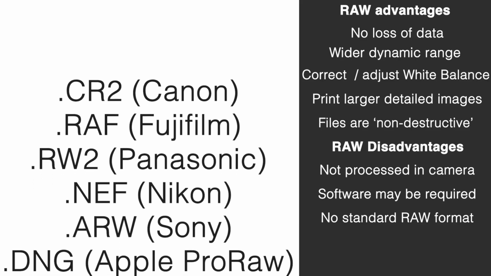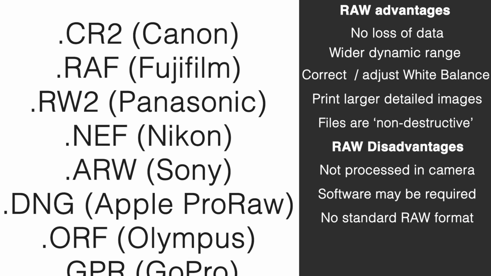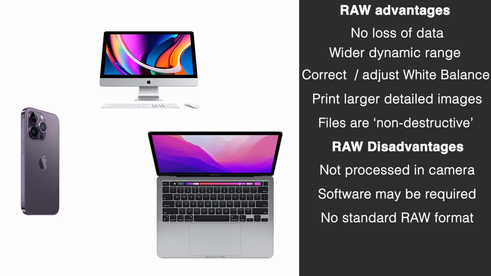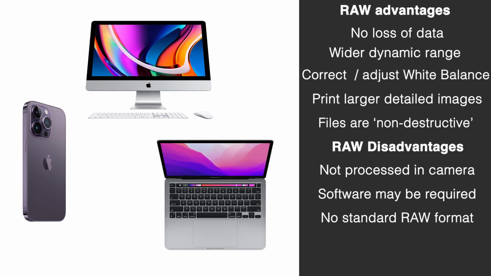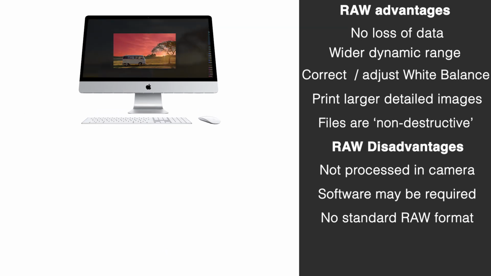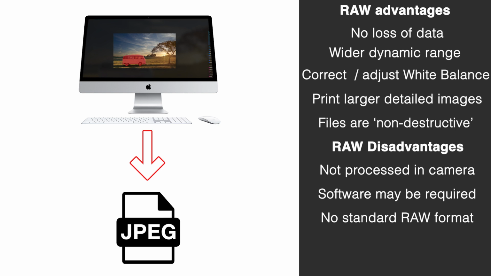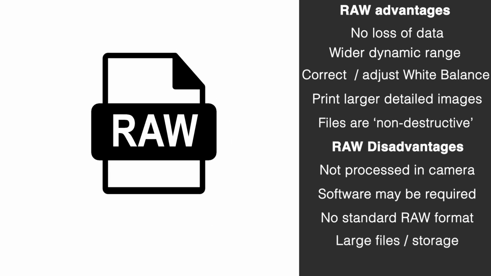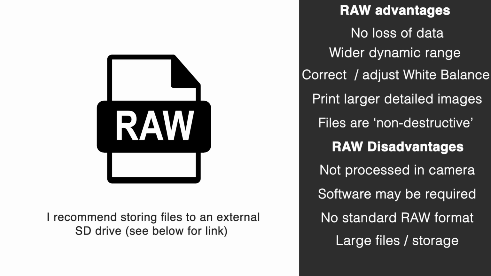Now, there is also no standard RAW format. Now, this means that straight from camera, a RAW file may not be viewable on some computers or devices. So, after editing and processing your image, you can save it as a number of different file types, including, of course, JPEG. Now, RAW files are also much larger than JPEGs, so storage may need to be considered, and as demonstrated earlier in the video, may even slow the camera down.